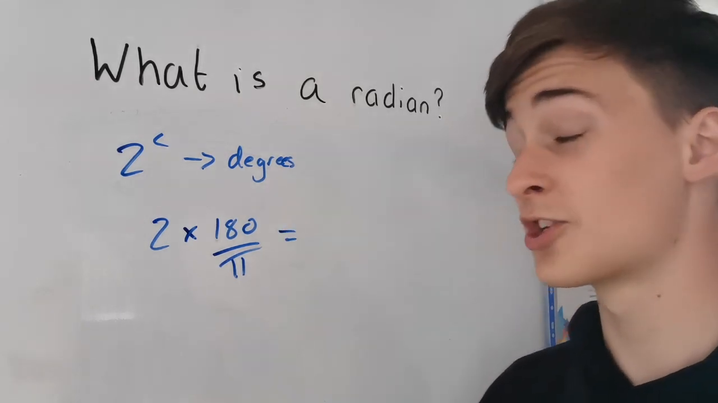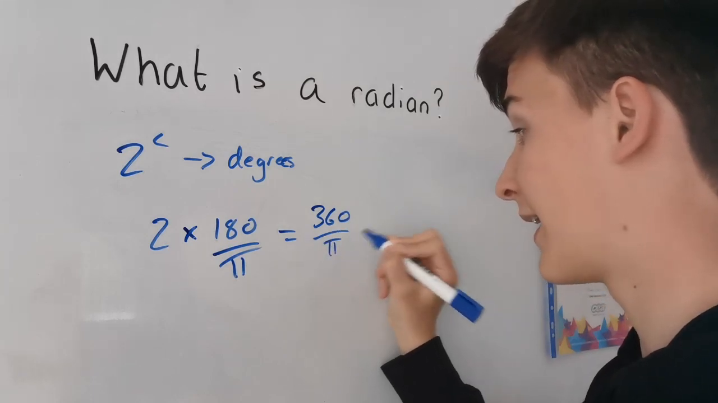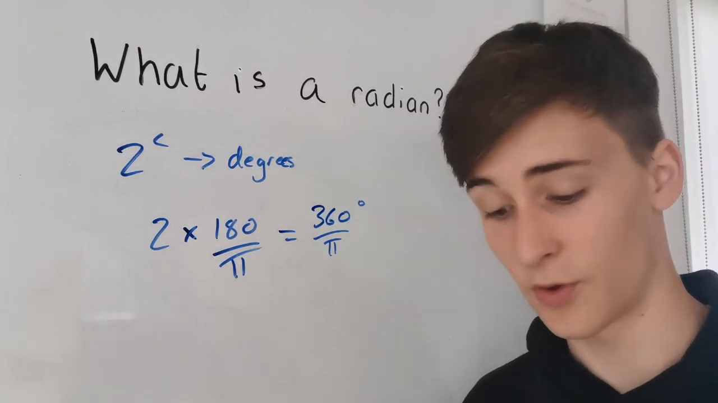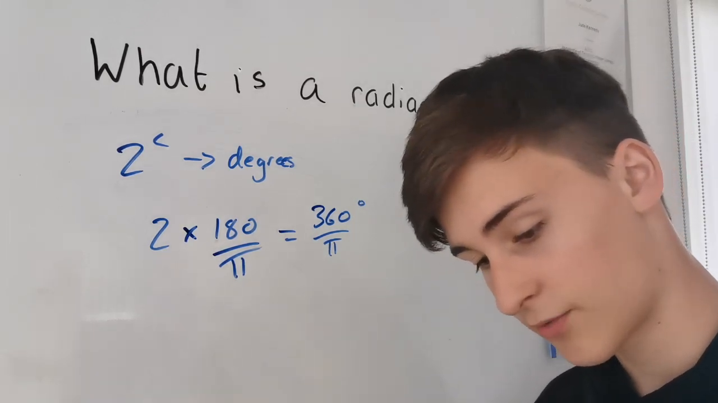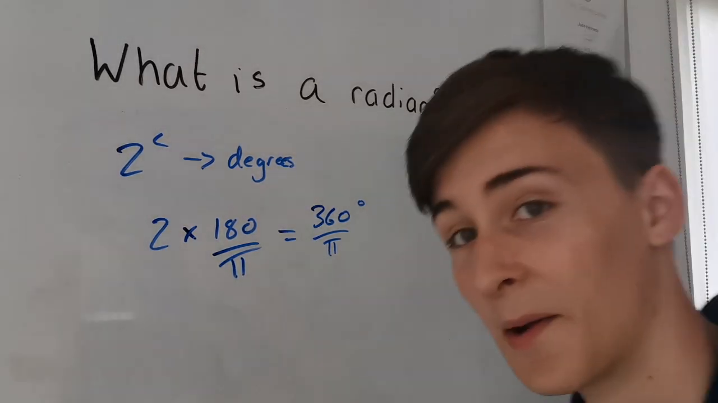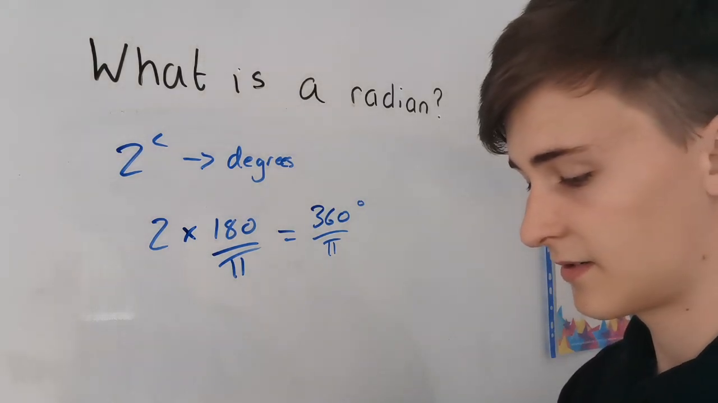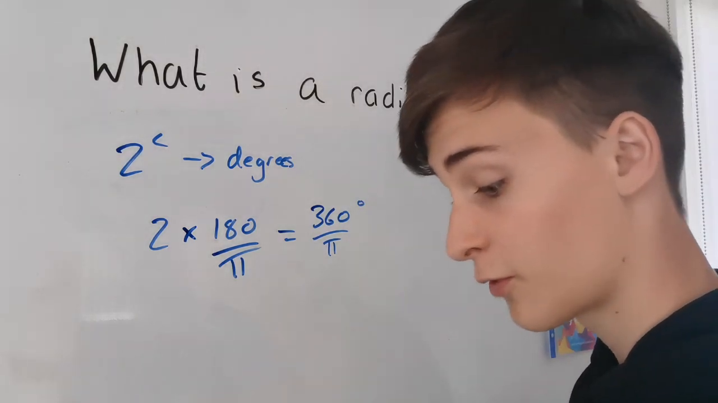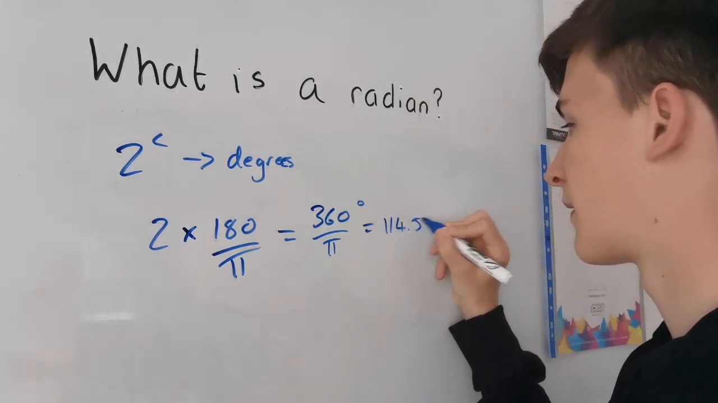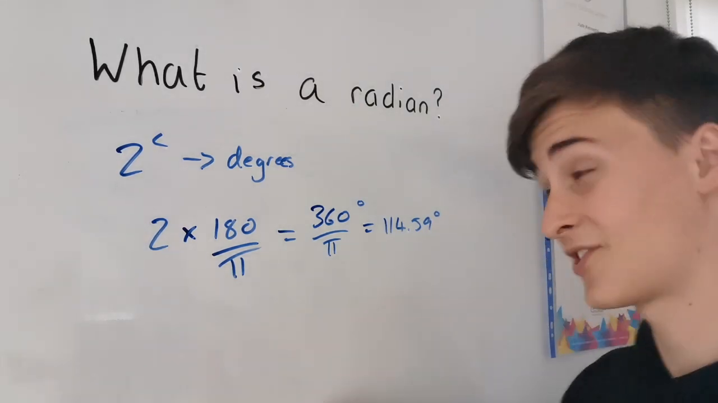Okay, so we're going to multiply 2 by 180, which obviously gives you 360. 360 divided by pi, and this is in degrees. Now obviously you're probably going to want to leave it like that, but if you work it out on the calculator, did I write this one down? I didn't write this down, great for me. Okay, I got my calculator. So 360 divided by pi gives us 114.59 degrees. Obviously that's not a very nice number of degrees, but that is what 2 radians are equal to.